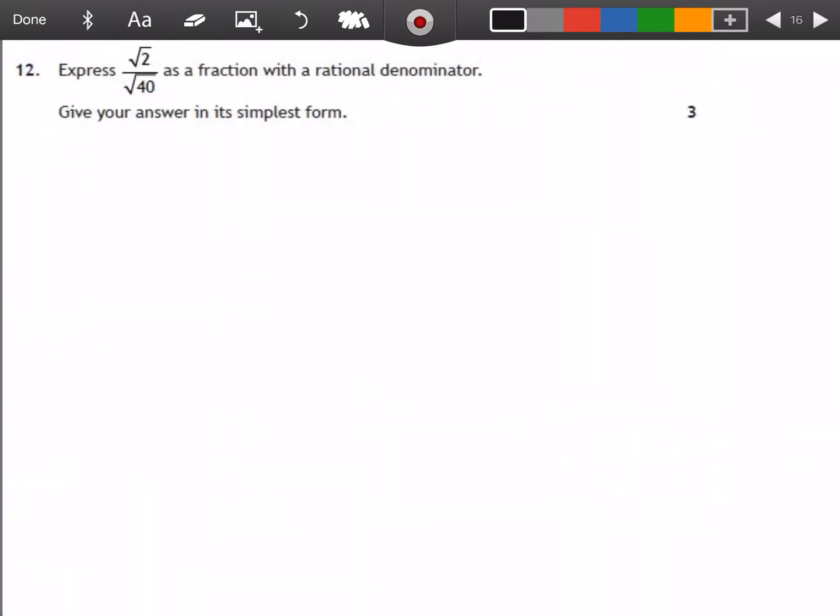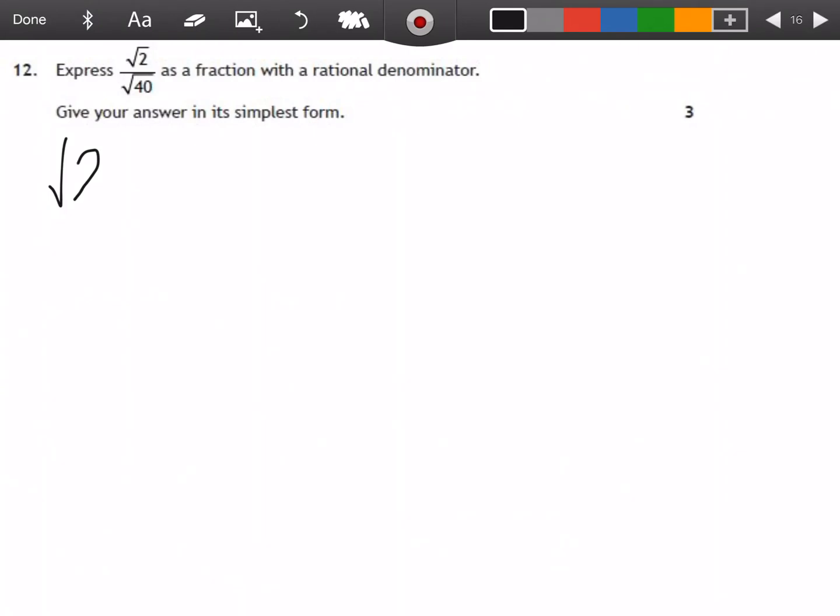Right. Number 12. Give it as a fraction, rationalise the denominator. Again, a couple of different ways you can do this. I'm going to do the most common method that people would use. The common method is to get rid of the square root on the bottom. You multiply by root 40 on the bottom.